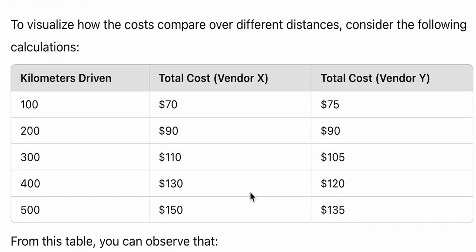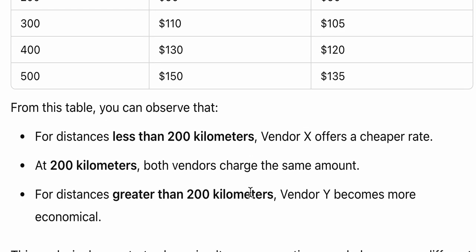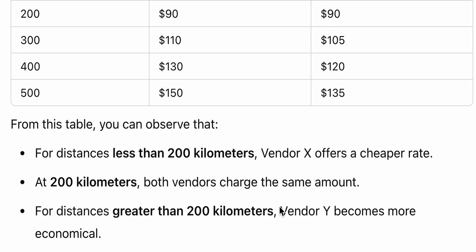So what can we conclude? For distances less than 200 kilometers, vendor X offers a cheaper rate. At 200 kilometers, both vendors charge the same amount. And for distances greater than 200 kilometers, vendor Y becomes more economical, meaning cheaper. This analysis demonstrates how simultaneous equations can help us compare different car rental options based on varying daily rates and per kilometer charges.